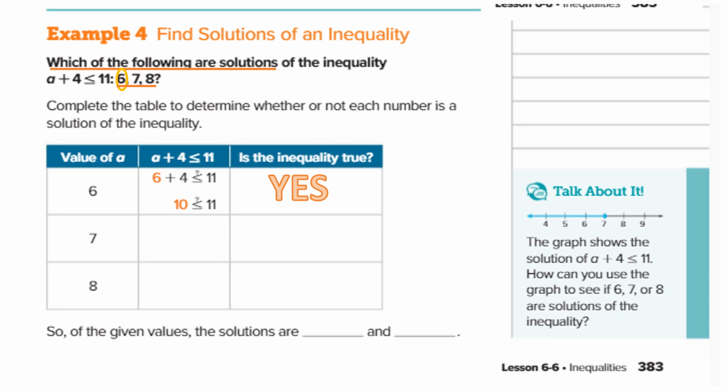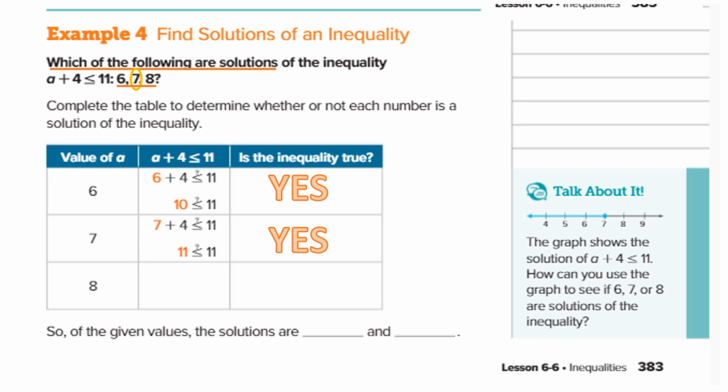All right, what about 7? So I'm going to plug it in to the inequality. 7 plus 4 is less than or equal to 11. Then I do the math. 7 plus 4, that's 11. Is 11 less than or equal to 11? That's a yes as well, because once again, it is underlined, so it can be equal to the number.